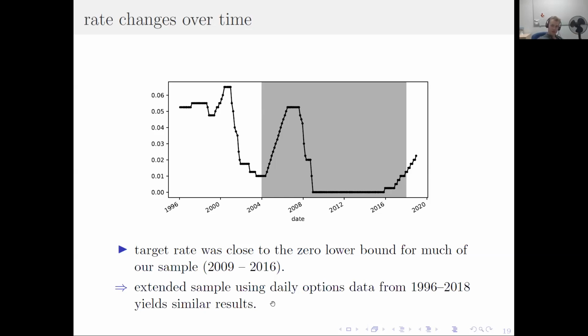So we extend our sample for this part of the analysis using daily options data from 1996 through 2018. And this yields similar results whether we look at the whole sample or cut the sample short in 2007. So this seems to be not only driven by the financial crisis here.